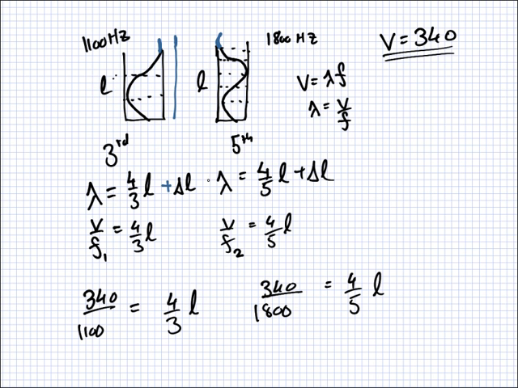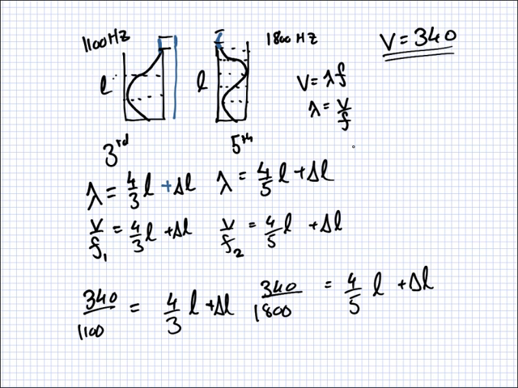Sorry, I have a question. For the 4 over 3L, you added delta L. But for the 4 over 5L, must you add delta L? No, it's the same for both. It's the same delta L for both, the same little error for both. For every pipe, the delta L is the same. Yeah, it is, believe it or not.